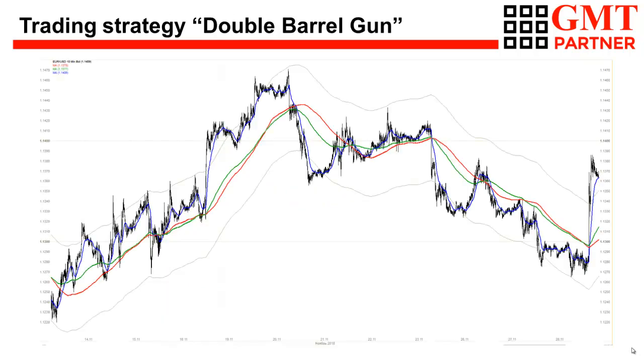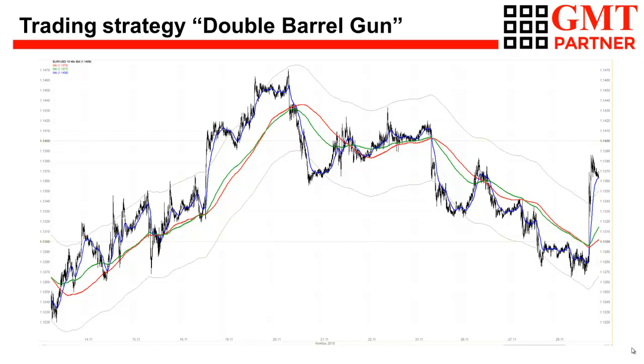This is how the full version of the double barrel gun trading strategy looks on the screen. A pair of long-term moving averages with a parameter of 200 intervals, red and green. A pair of short-term moving averages with a parameter of 20 intervals, blue, and the envelope indicator, gray.